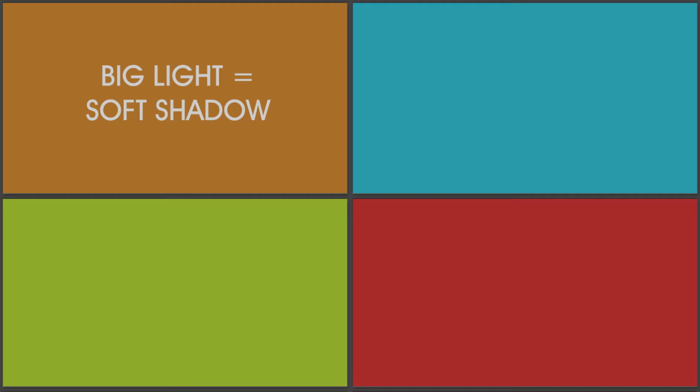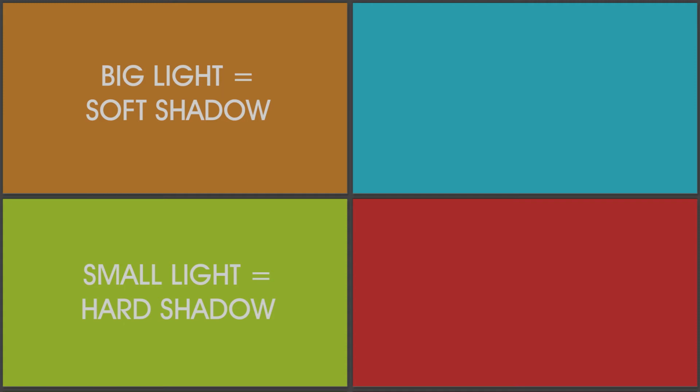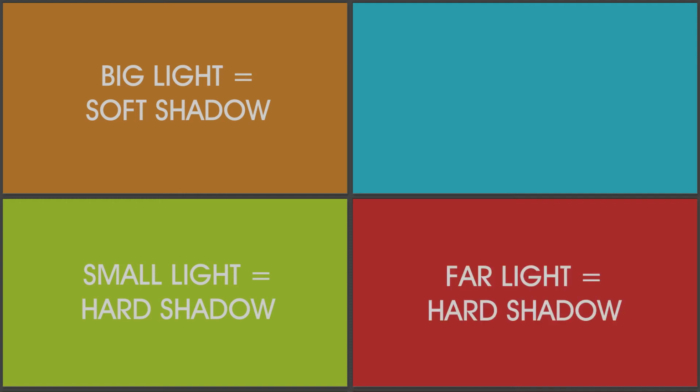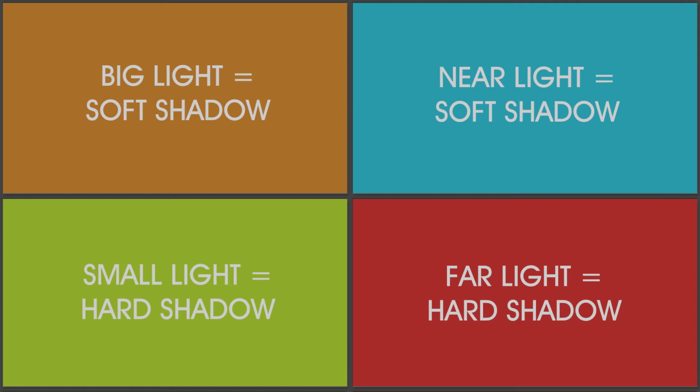Okay, another thing that is very important for us is that a big light casts a soft shadow and a small light casts a hard shadow. But it's very important to understand that this size is relative to the scale of the object and the distance of the object, because if you think about this, the sun is a very big source of light. It's bigger than the earth, but it's so far away that it casts very hard shadows.